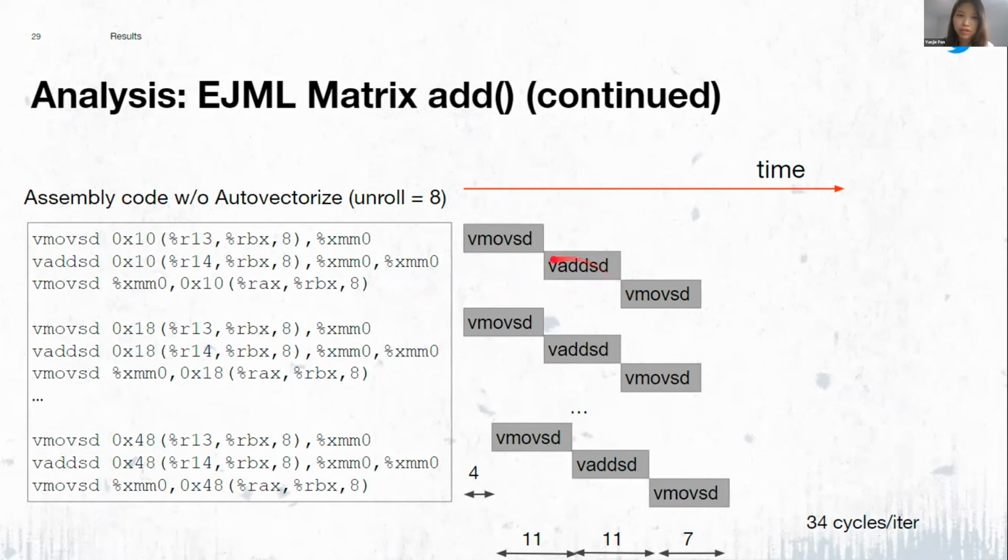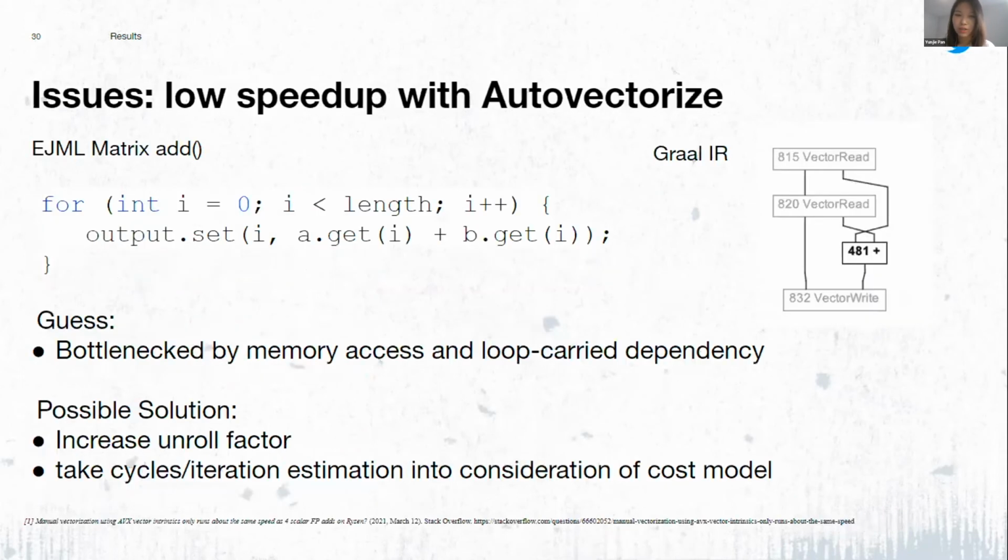Compared with the assembly code with auto-vectorize, where the unroll factor is smaller, which is 4, we can see that the scalar version actually has similar throughput as the auto-vectorized version. So my guess is that the programs are bottlenecked by memory access and loop carry dependency. So if we do not have enough unroll factor, the benefit cannot be fully utilized.